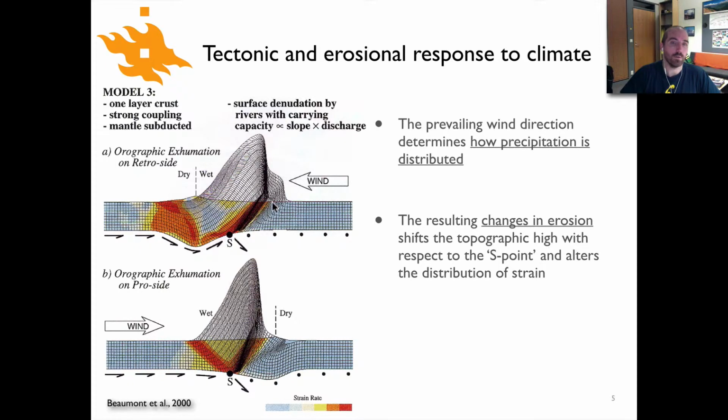But in this case, we have now a surface process model. Instead of total erosion or no erosion, we have a surface process model where there's now a wet side and a dry side of the mountain system. And the wet side, of course, there would be much more erosion than there would be on the dry side, where there's effectively no erosion.